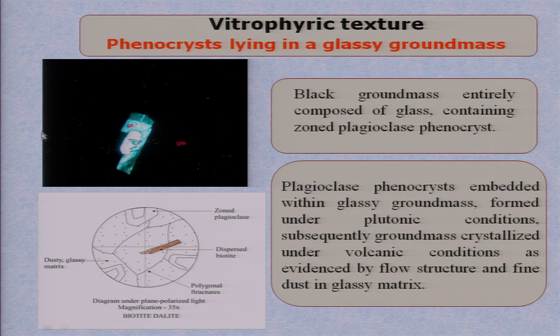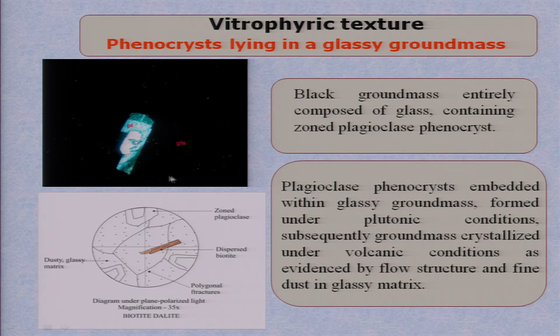I am showing a thin section of an East Pacific Rise rock, which is also a basaltic rock. This entire field of view looking black is chiefly composed of glass, and in this glass there is only one crystal of plagioclase lying. This is a black groundmass entirely composed of glass containing a zoned plagioclase phenocryst crystal inside it.